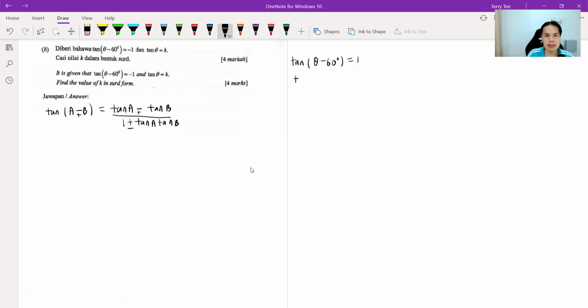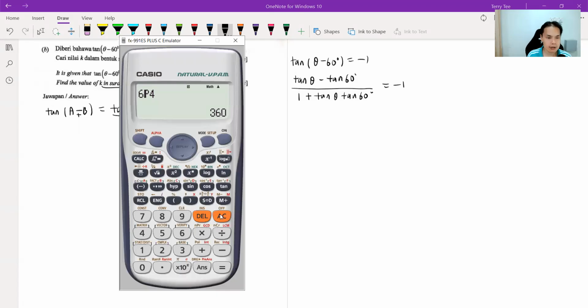So let's expand this. This is tangent theta minus tangent 60, divided by 1 plus tangent theta tangent 60. The result equals -1. Sorry, it's not 1, it's -1, right? You're supposed to find the value of k in surd form. That means you're finding tangent theta, right? K is your tangent theta. Now, tangent 60 we can find out because we can use a calculator. Nowadays, it's so easy. With this calculator, tangent 60 is just surd 3, right?